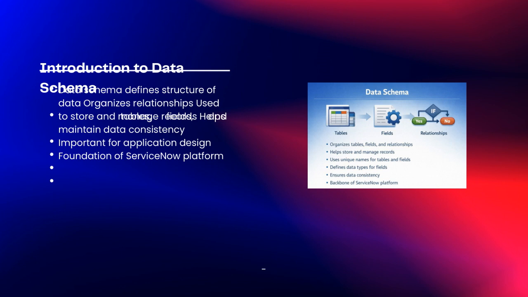In the context of application design, the data schema is the foundation. It guides how the system is built and how different components interact. Specifically, in ServiceNow, understanding the data schema is key to how the platform functions smoothly. So, in summary, the data schema isn't just about data storage. It's about creating a structured, reliable environment that supports the platform's overall effectiveness.